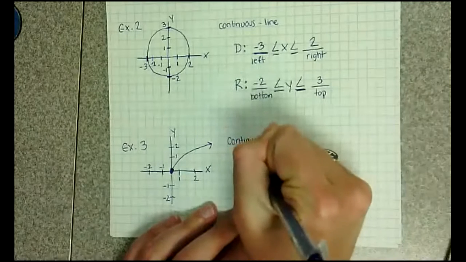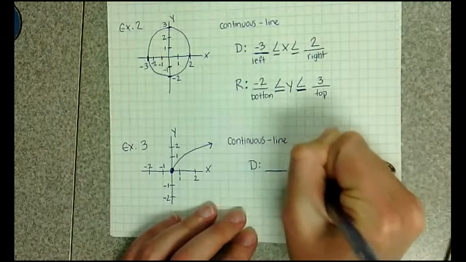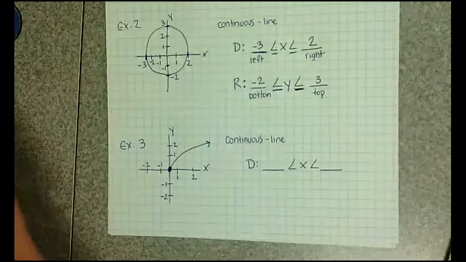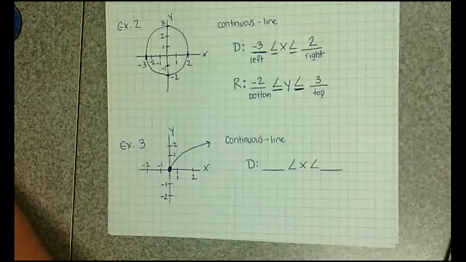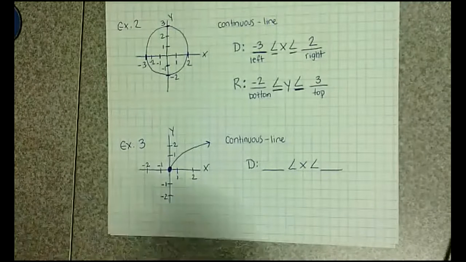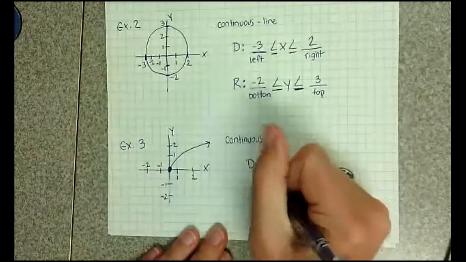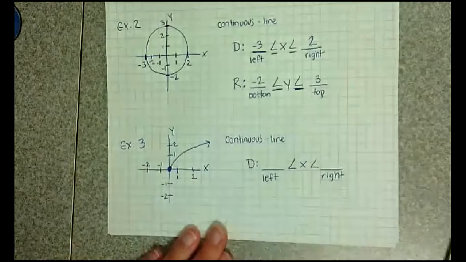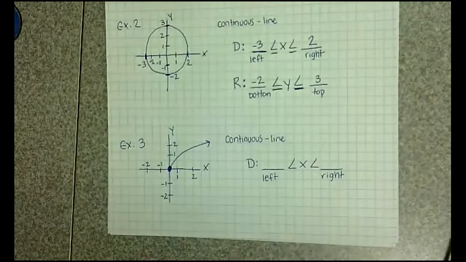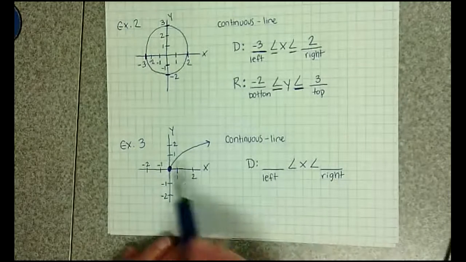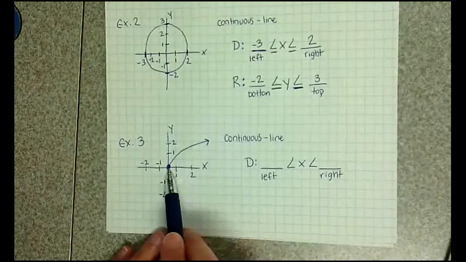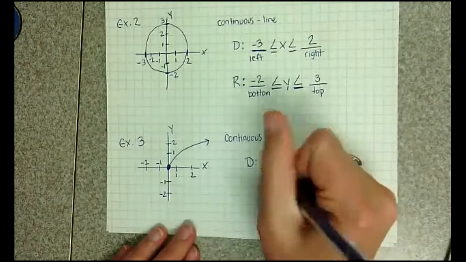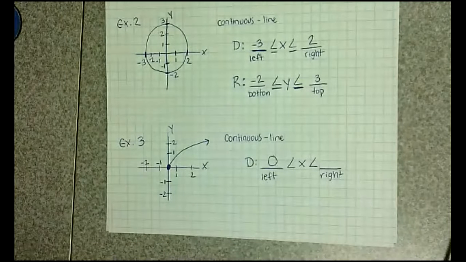So my domain, I need to fill in a number, less than X, less than a number. Domain, the x-axis goes left to right, so I need to fill in the left number and then the right number. The left part of my graph, my line stops here and it's got a dot, it doesn't have an arrow. So my left is at 0. It's a number, we can use it.